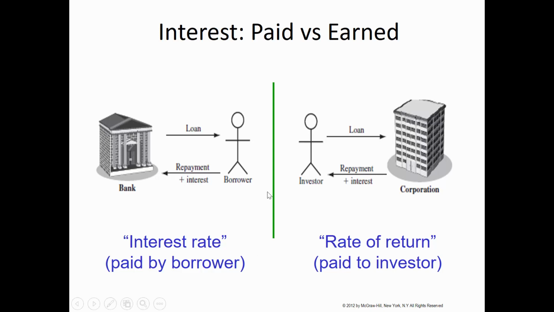Now, this is a different perspective. Sometimes individuals are going to loan money either to the bank or to a corporation. So if you as the individual are making a deposit, that deposit can be thought of as a loan. You're making a loan to the bank. Or if you're giving money to a company by buying their bonds, you're providing a loan to that company. And so they will repay you the original principal plus interest.